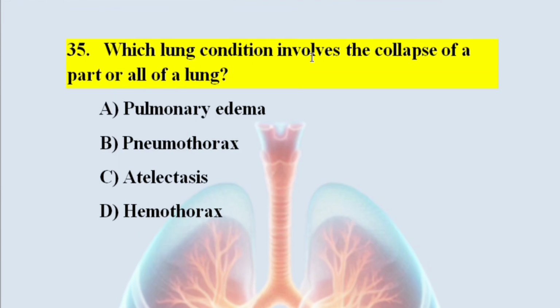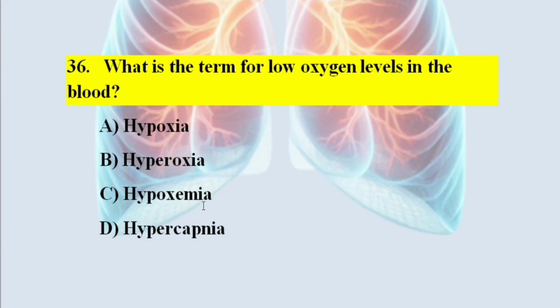Which lung condition involves the collapse of part or all of the lung? Alpha, pulmonary edema. Beta, pneumothorax. Charlie, atelectasis. Delta, hemothorax. So in this case, the right option is atelectasis.